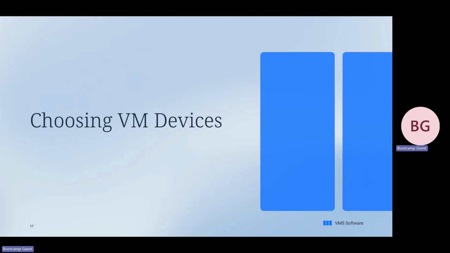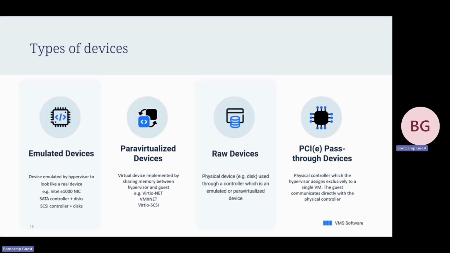Choosing virtual machine devices. You can have different sorts of devices in a virtual machine. The most common are emulated devices. When you start out with a virtual machine, this is typically what you use. So you have a hypervisor that provides an emulation of a device that exists in real hardware and tries to make it look like it is hardware to the operating system. So for instance, you have the Intel E1000 NIC in your virtual machine, or you have a SATA controller with some emulated SATA disks, or a SCSI controller.